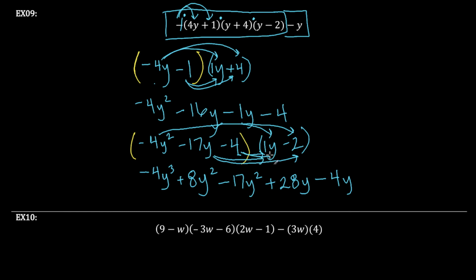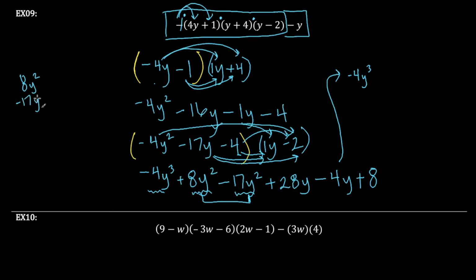I guess I can put this one up here. So negative times a negative is a positive. 4 times 2 is 8. Alright, I'm going to have to combine this. I'm going to move all this up here. So I have negative 4y to the third. We don't have any more y's to the third. So negative 4y to the third. So I'm going to put the squares together. The y squared, so 8 minus 17. Positive 8y squared minus 17y squared.